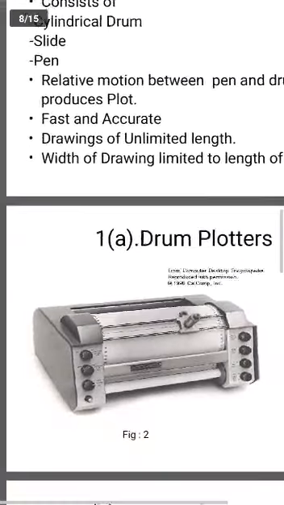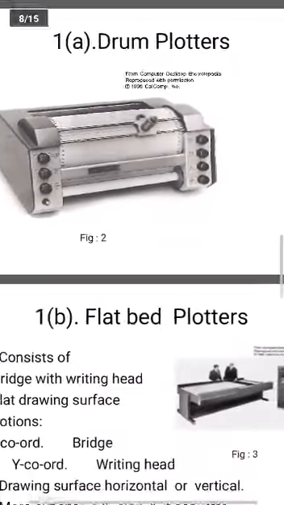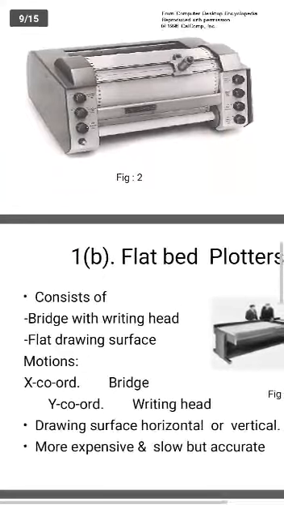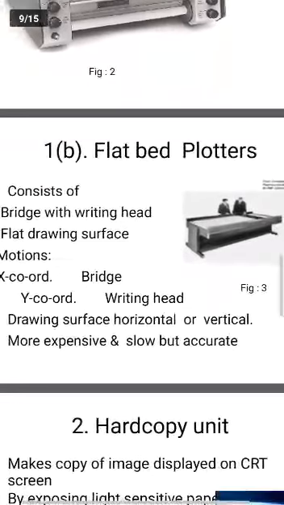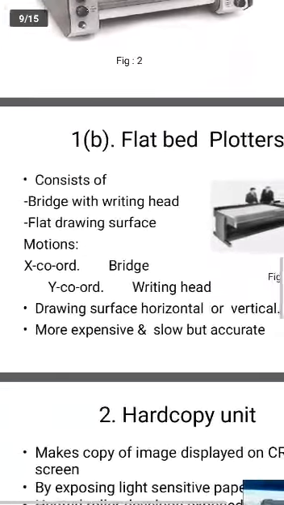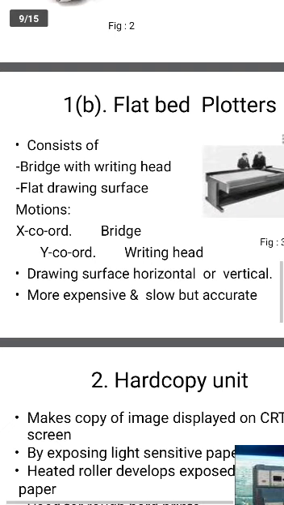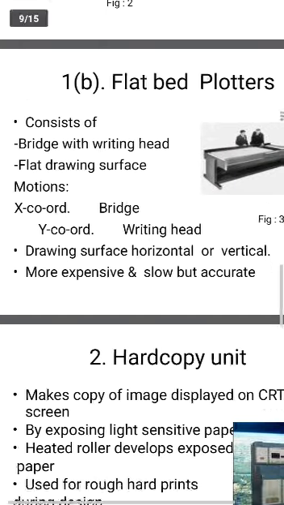This is the drum picture. Next, this is the flatbed plotter. XY coordinates we can find by drawing horizontally and vertically. Horizontal is the x-axis and vertical is the y-axis. It is more expensive and slow.